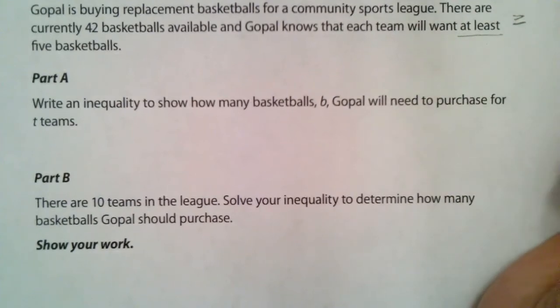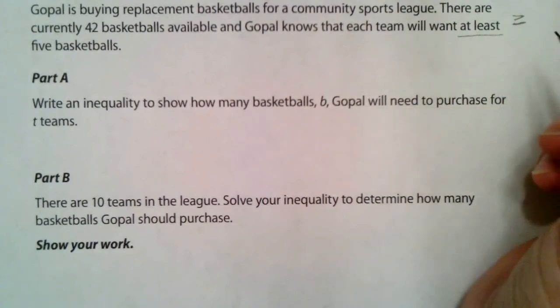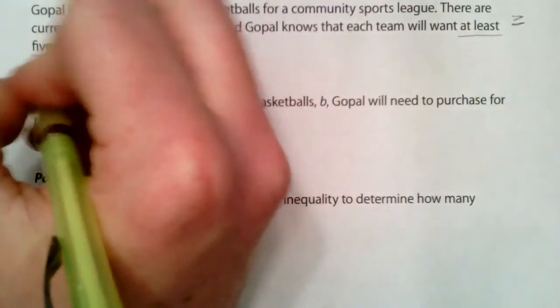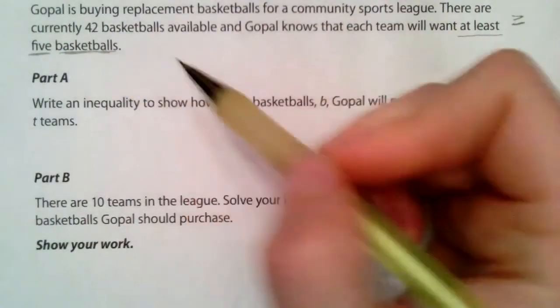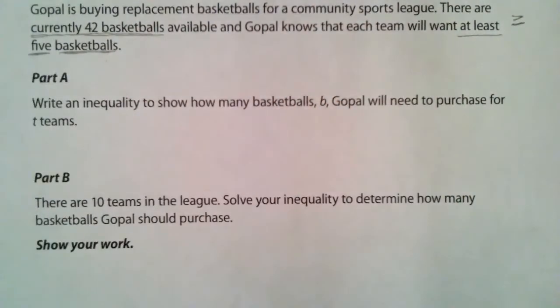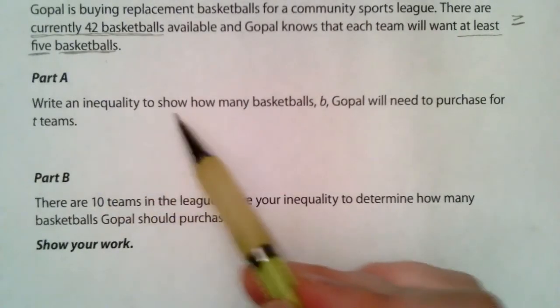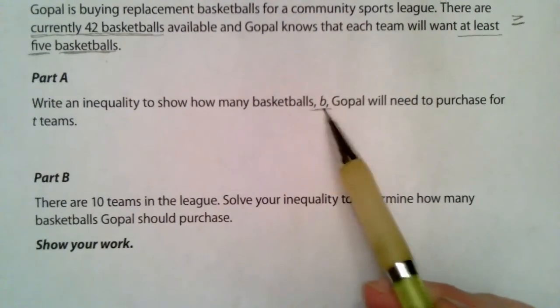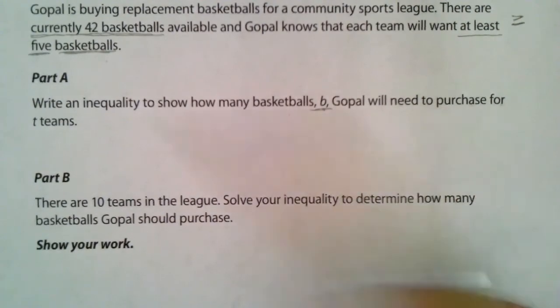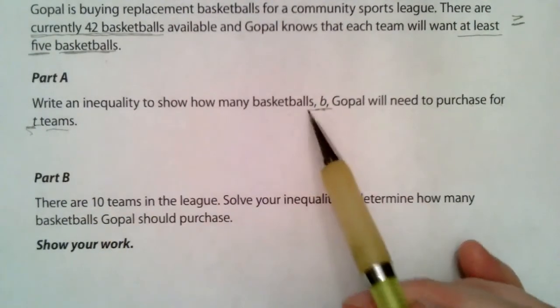If I look at my inequality phrases sheet, at least is under greater than or equal to. Okay, he wants at least 5 basketballs. So now I'm talking about basketballs here in this problem. Okay, right now he has 42 basketballs at the moment. Okay, so part A says write an inequality to show how many basketballs represented by B Gopal will need to purchase for T amount of teams. Okay, so this time we're going to have 2 variables in our inequality.